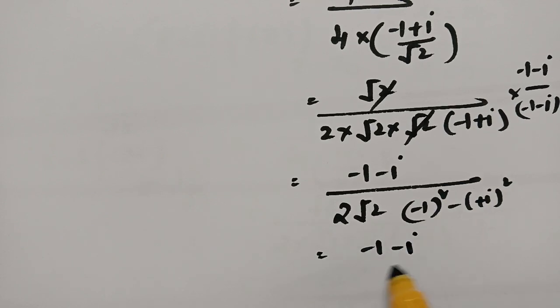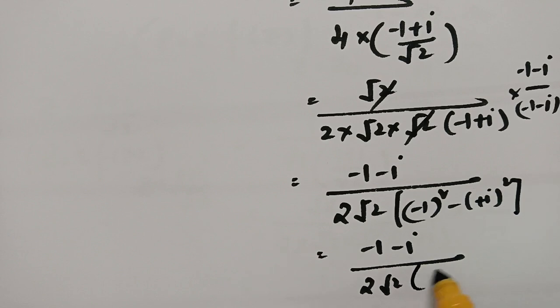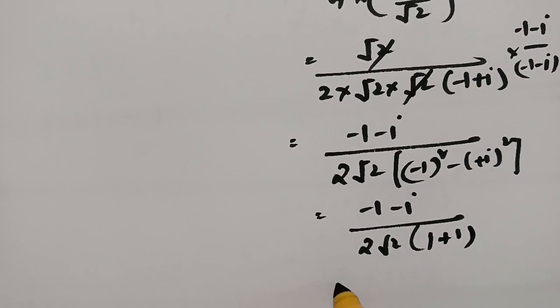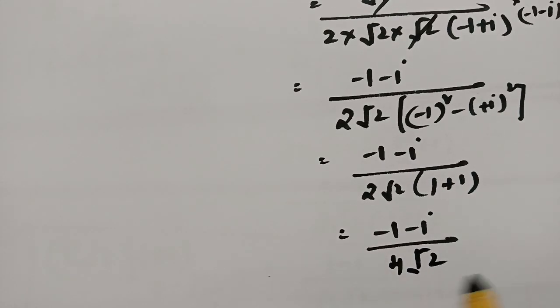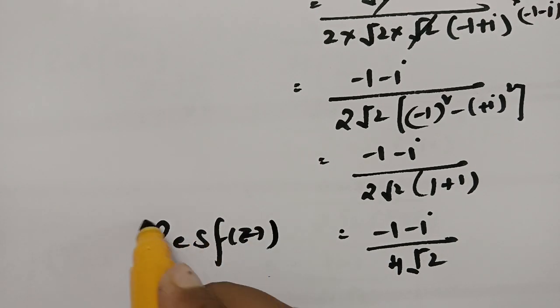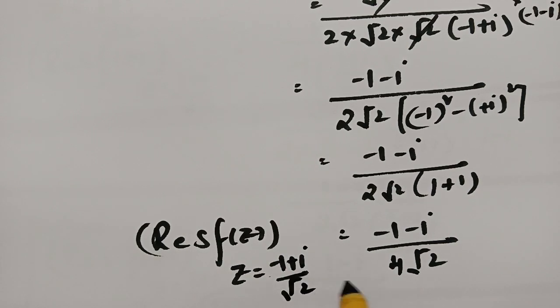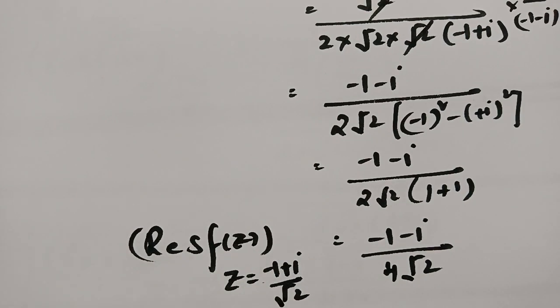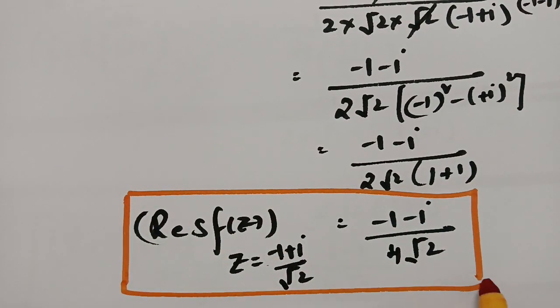This is (-1 - i)/(2√2) into this value is again 1, i² is -1, minus of minus plus 1. So this value is (-1 - i)/2, 2 2s are 4, so this will be 4√2. So this is nothing but the residue of f(z) at the point z = (-1 + i)/√2. Clear? So hope you all guys understand this one. This is so simple if you follow this video.